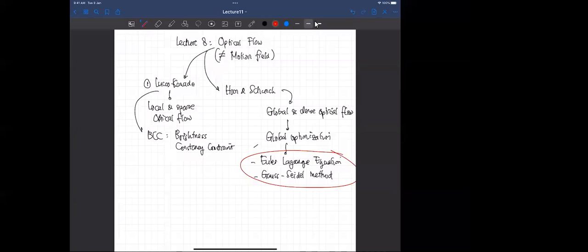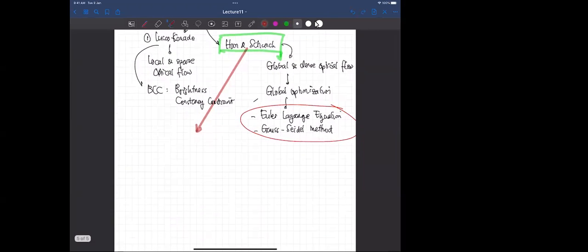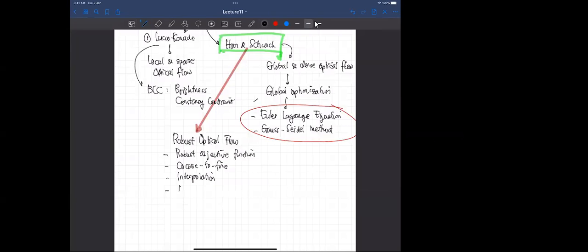Okay, so now our focus was on Horn and Schunck, and we know that there are a few secrets, or recipes, to make it more robust. So we discussed robust optical flow. In the robust optical flow, there are a few ingredients here. First is the robust objective function. We also have the Gauss-defined mechanism. We also learn about interpolation. We learn about median filtering. We learn about GNC and structure texture decomposition.